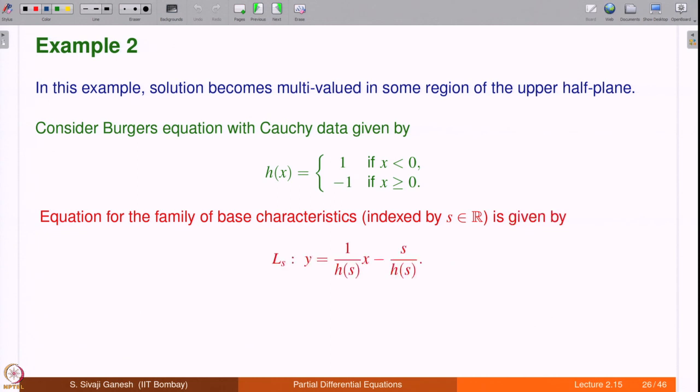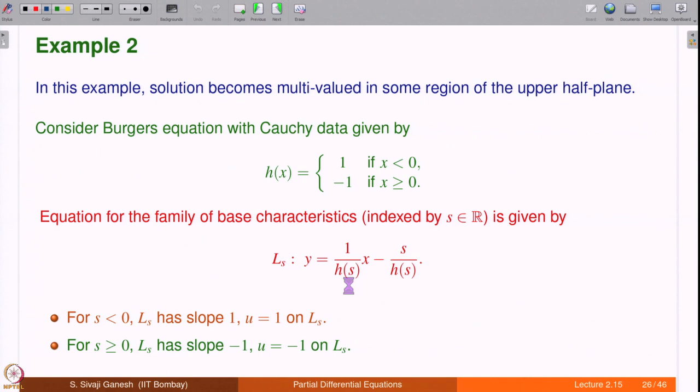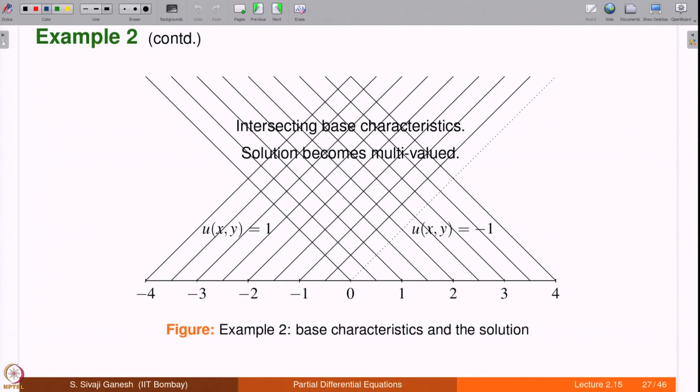The equation for the base characteristics is still the same. So, for s less than 0, L_s has slope 1 and it carries the solution 1 there. And for s greater than or equal to 0, h is minus 1, therefore the slope is minus 1 and the solution will be minus 1. Let us look at the picture here.